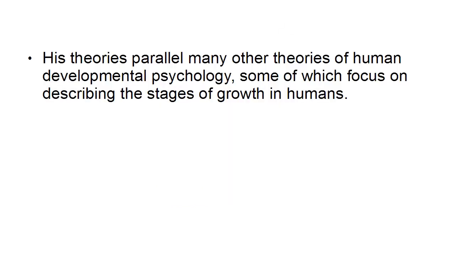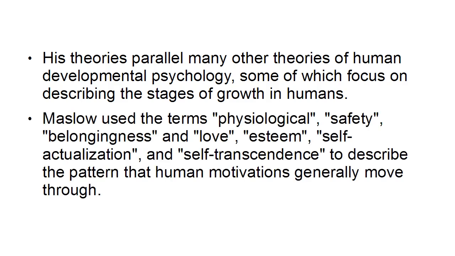His theories parallel many other theories of human developmental psychology, some of which focus on describing the stages of growth in humans. Maslow used the terms physiological, safety, belongingness and love, esteem, self-actualization, and self-transcendence to describe the pattern that human motivations generally move through. Often this is described in a pyramid, so let's just take a look at that.